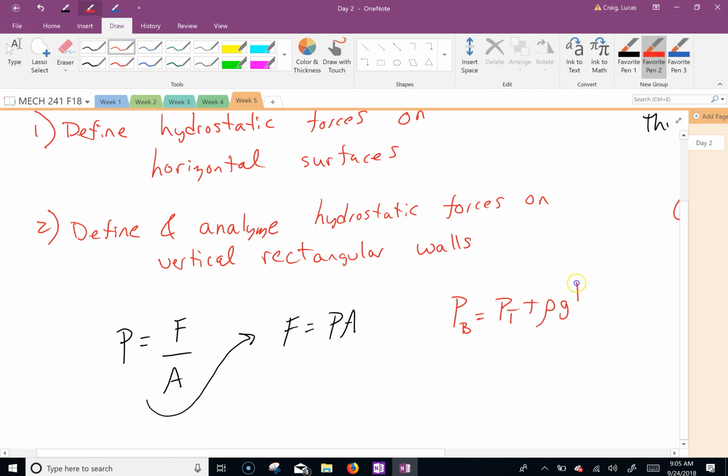Perfect. Yep. The pressure at the top plus rho g h. Everything you had to do in exam 1, you're going to be using in this. Okay? So those are two very important equations that you're going to use here in a second.